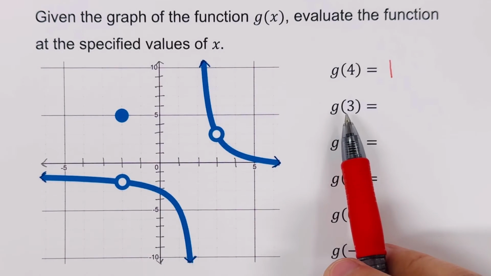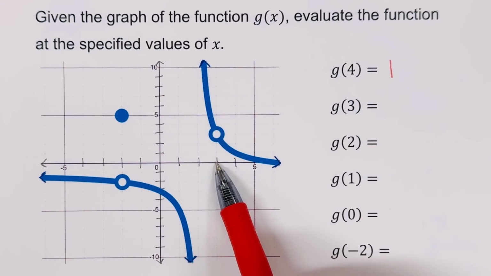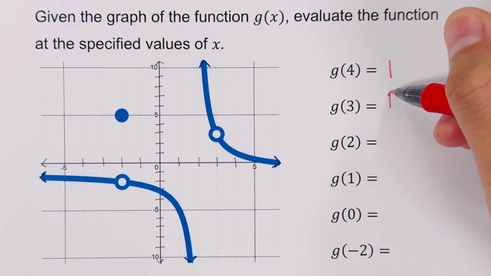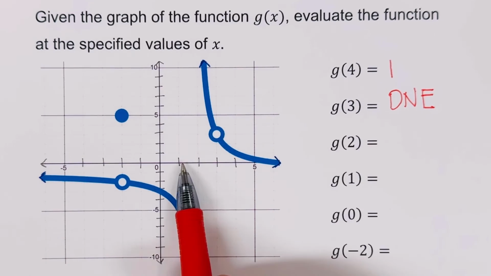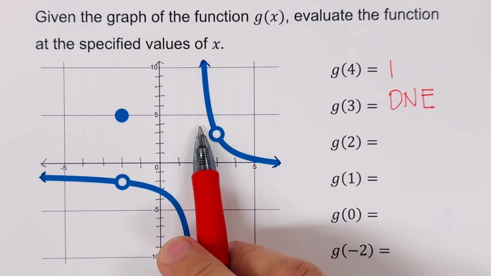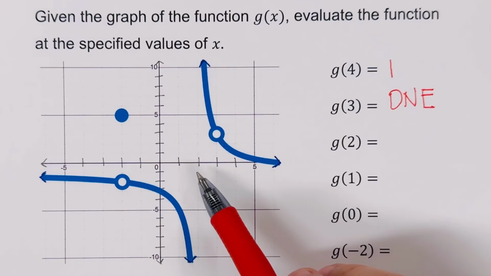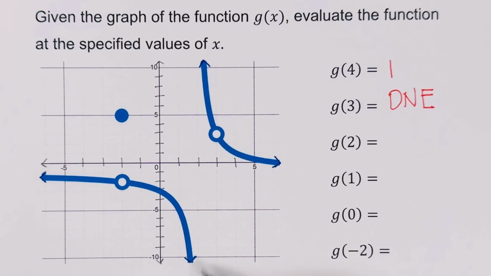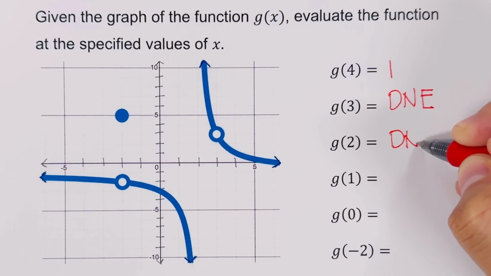The next one is g of 3. If x is 3, what is the value of y? And that is an open circle. That tells us that it does not exist. For g of 2, that means if our x is 2, where does it touch on the graph? It doesn't touch it because apparently there is an asymptote here. So a vertical asymptote exists at x equals 2. That tells us that g of 2 does not exist.